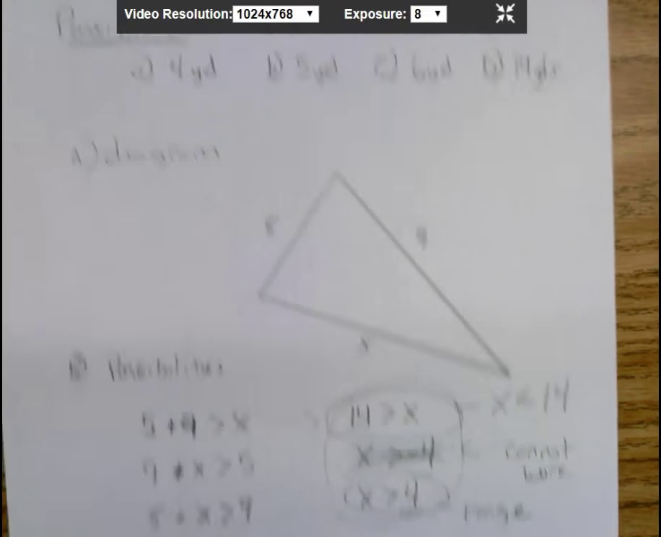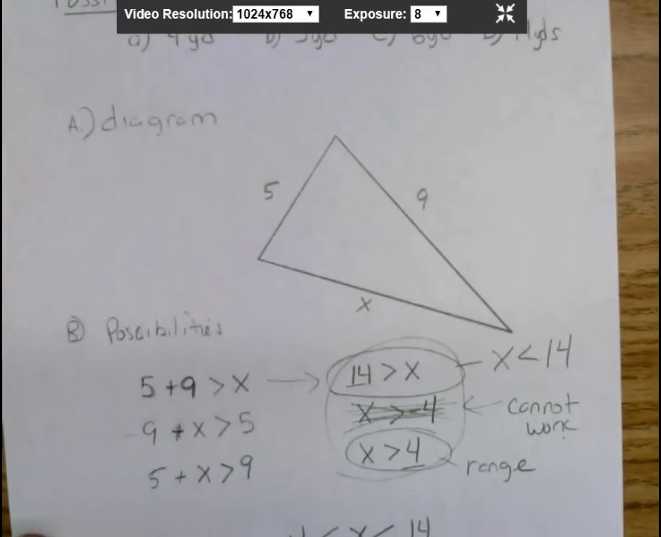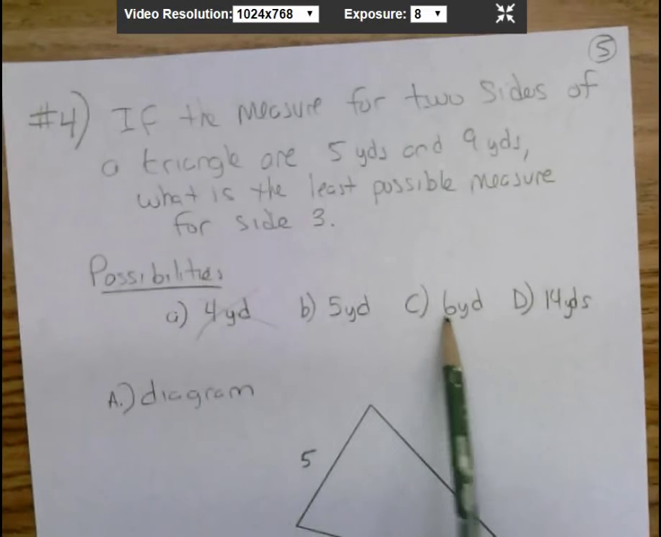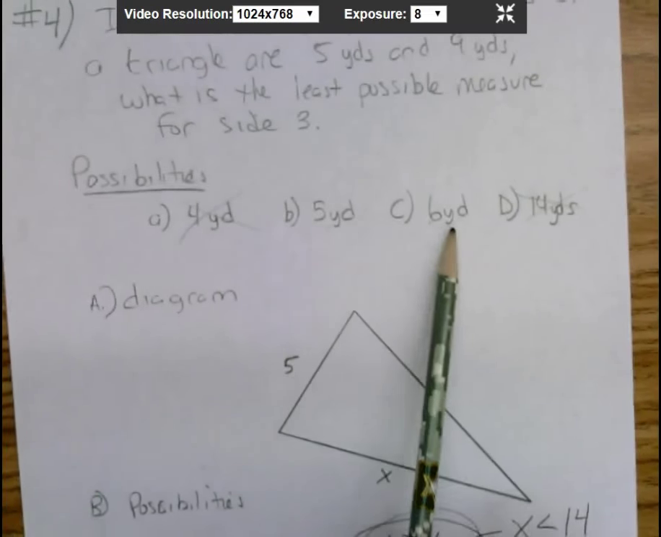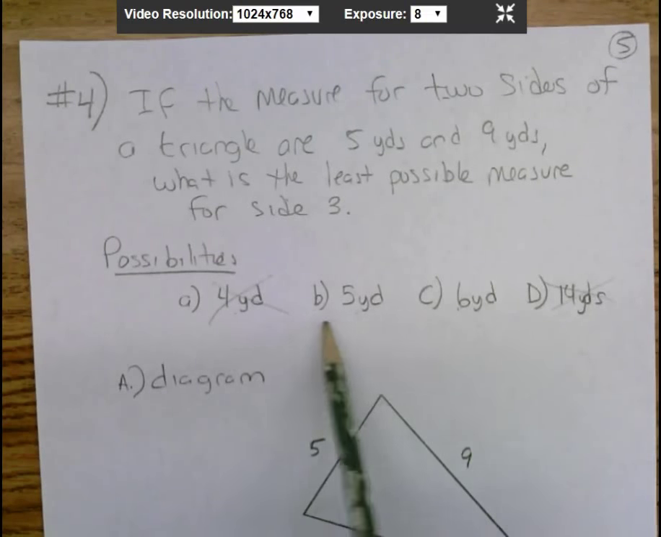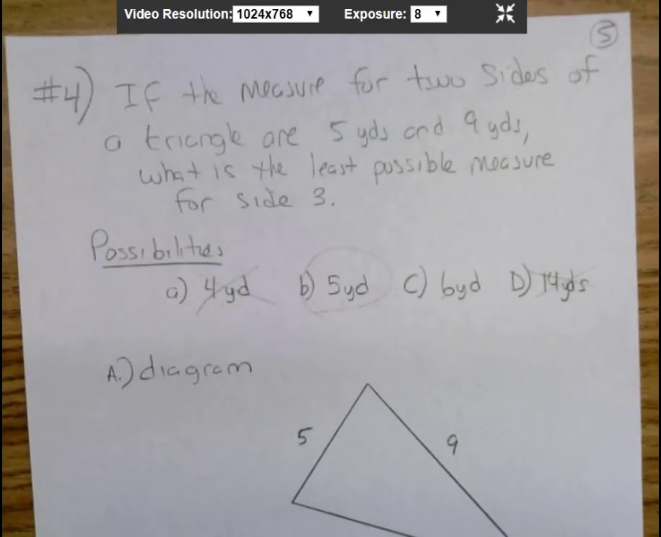We then go back to our answers. 4 yards is the first one. Well, it says x is greater than 4, so it cannot be this one. And 5 does fit, right? 6 fits as well. 14 does not fit, right? So really we're left with 5 and 6. And if you remember the question, what is the least possible measure? It must be 5. So B would be the answer for this one, 5 yards.